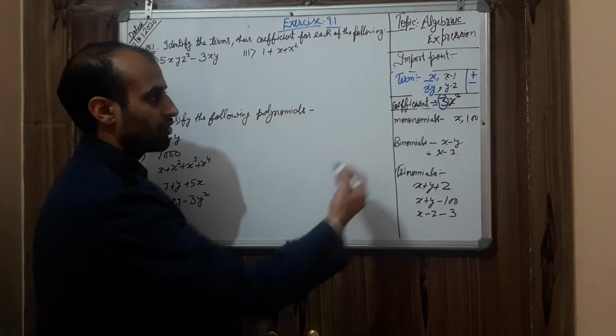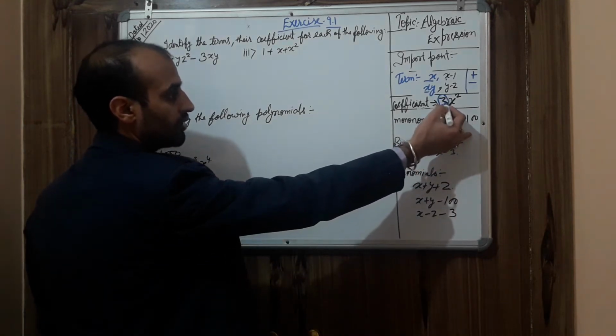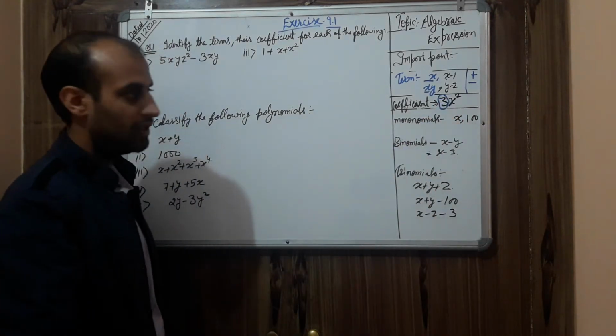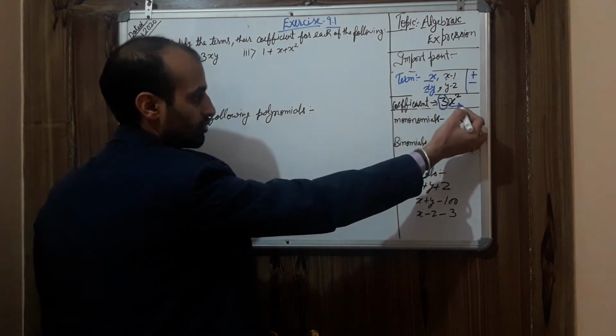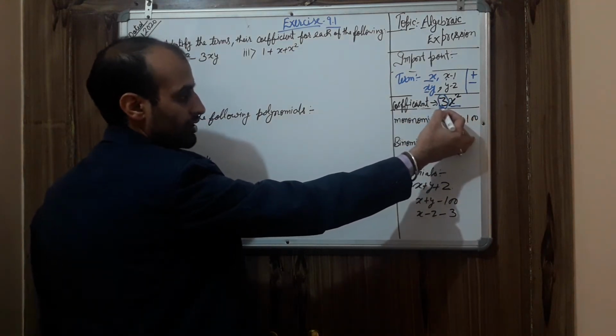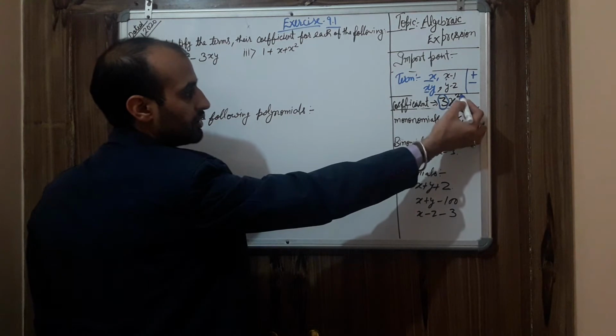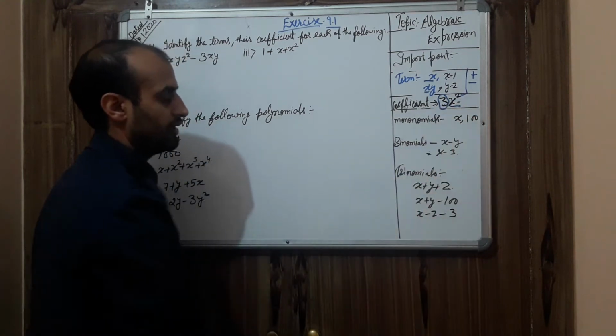Next is coefficient. Coefficient is a number or a constant that is written in front of a variable. Variable is here x square. This is your constant. This you have studied in previous classes also. This is power, base and coefficient.